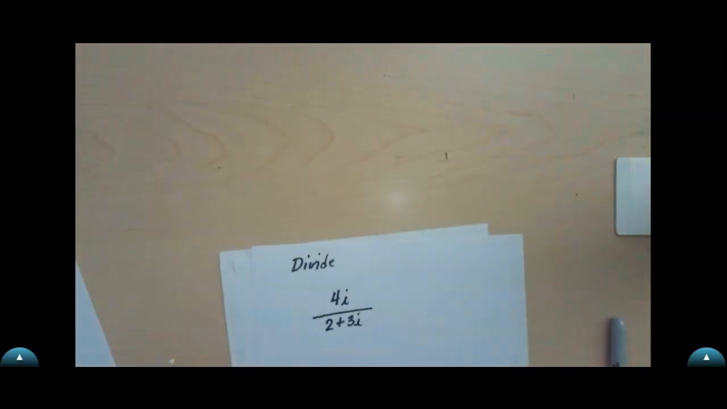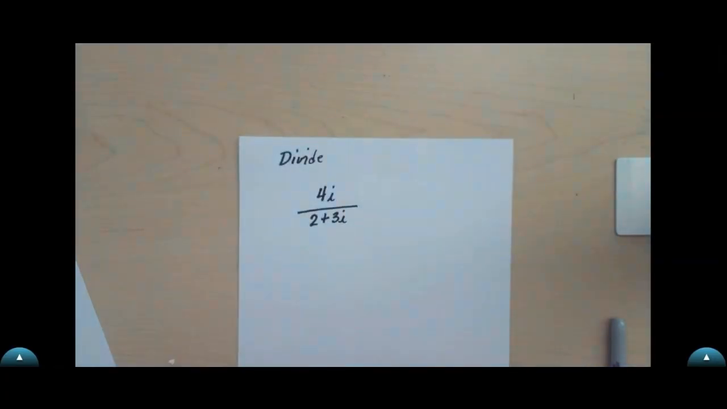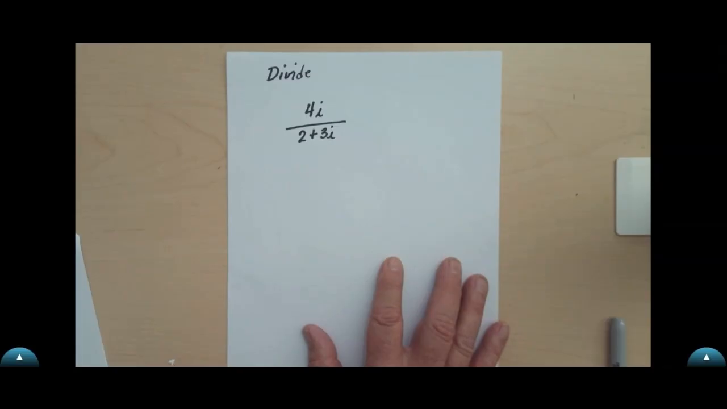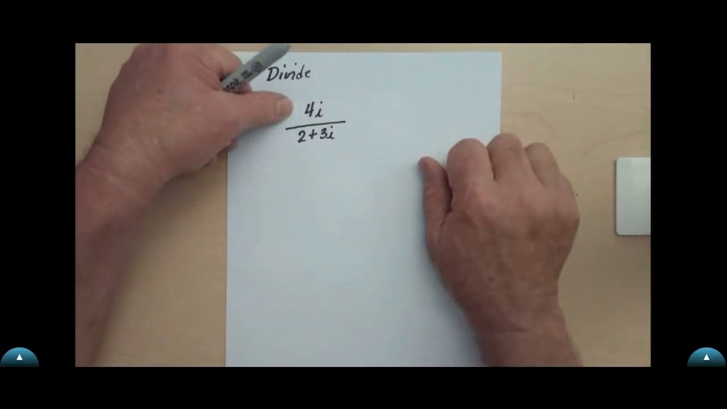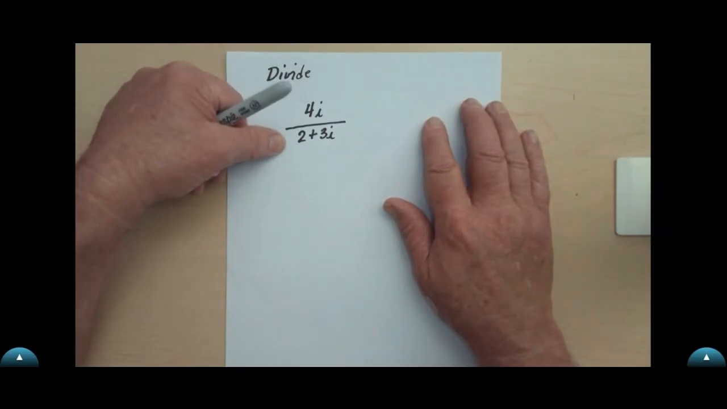Okay, so last week we looked at how to add, subtract, and multiply complex numbers. Tonight we're going to look at how to divide complex numbers. We're going to do just a couple of problems, and then we're going to move on into chapter 1, section 5. So when you divide, so this is a division problem. It's the complex number, in fact, the imaginary number 4i, divided by the complex number 2 plus 3i.